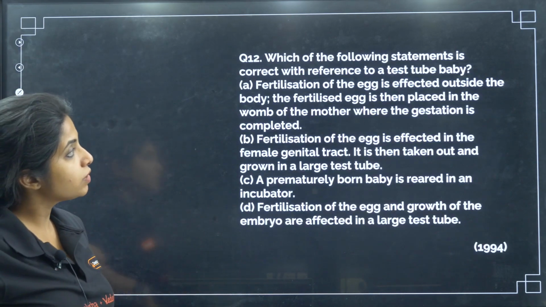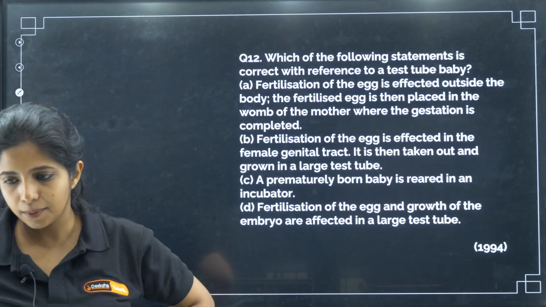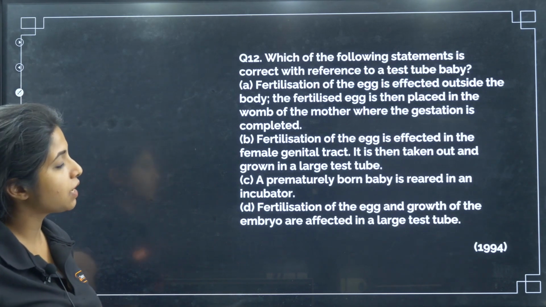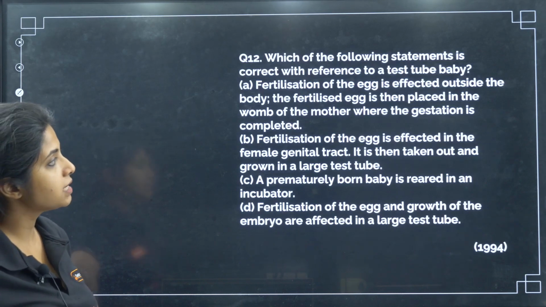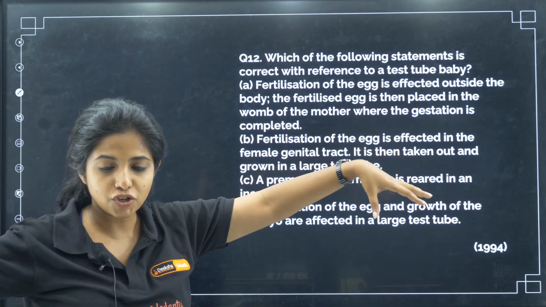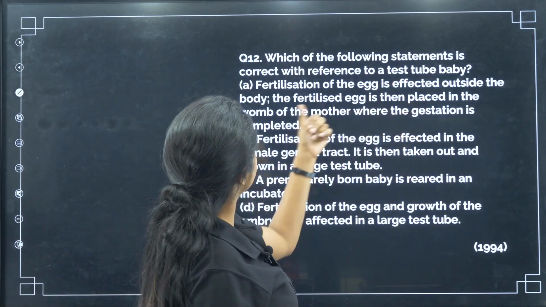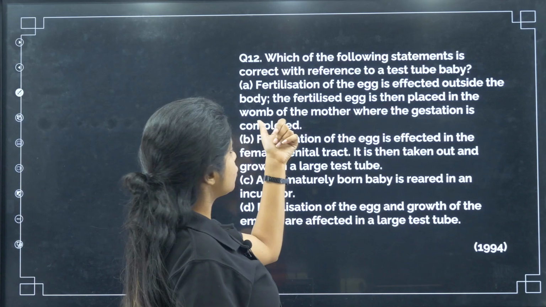Now, question number 12. Which of the following statements is correct with reference to a test tube baby? Fertilization of the egg is effected outside the body. Do you think so? Yes, my dear children. In laboratory conditions, the egg and the sperm are made to fuse. Now, the fertilized egg is then placed in the womb of the mother where the gestation is completed.